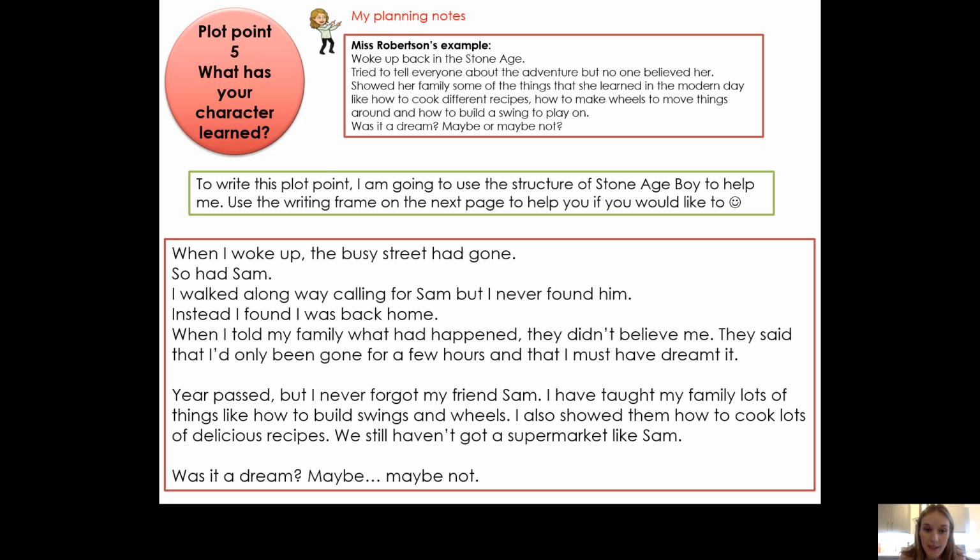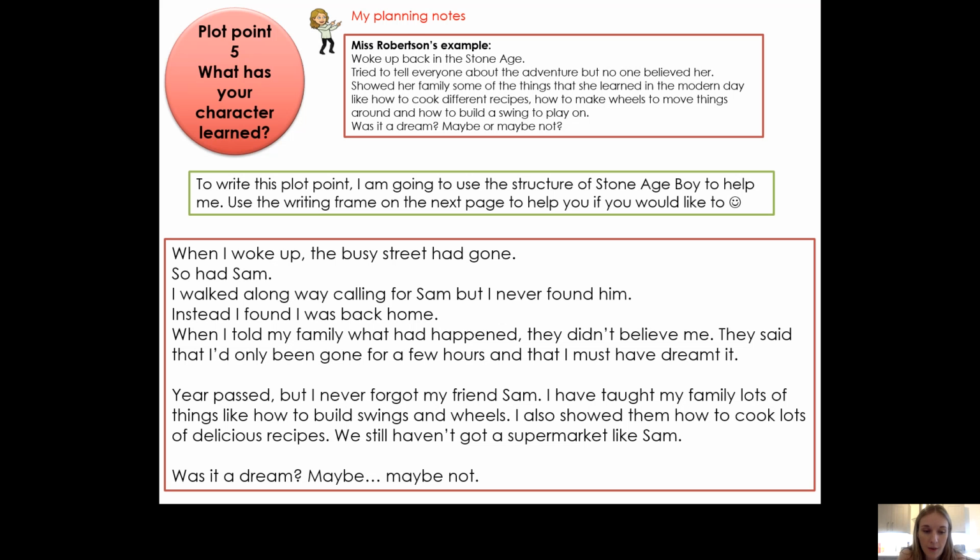When I woke up, the busy street had gone. So had Sam. I walked a long way calling for Sam, but I never found him. Instead, I found I was back home. When I told my family what had happened, they didn't believe me. They said that I'd only been gone for a few hours and that I must have dreamt it. Years passed, but I never forgot my friend Sam.